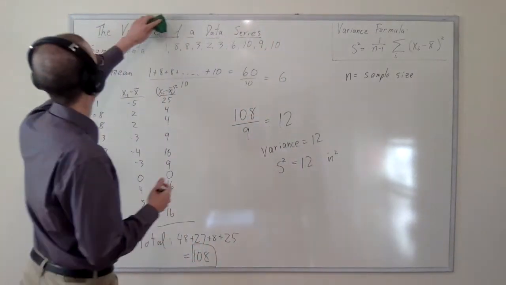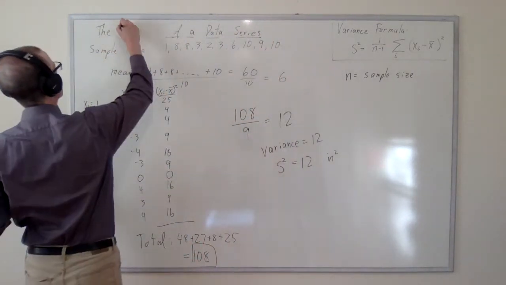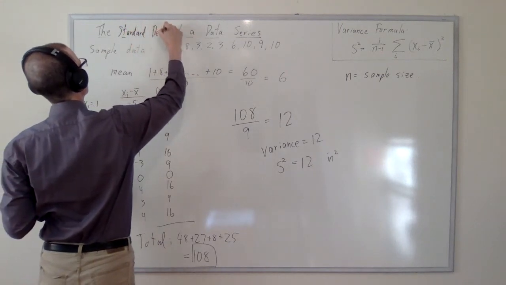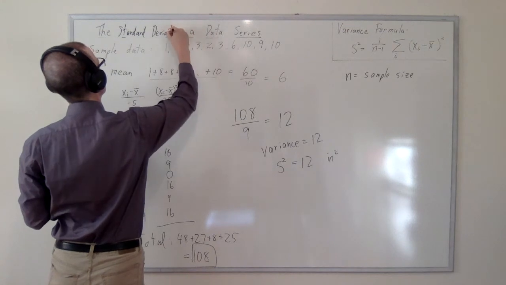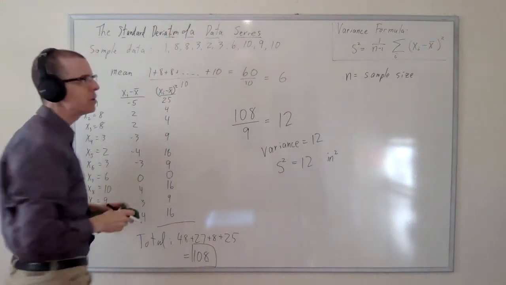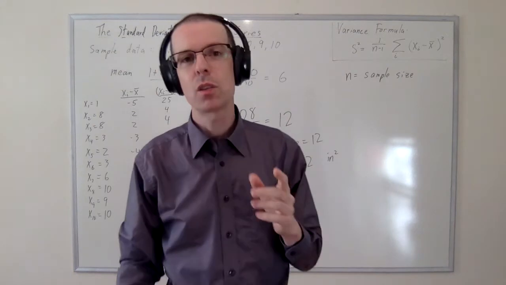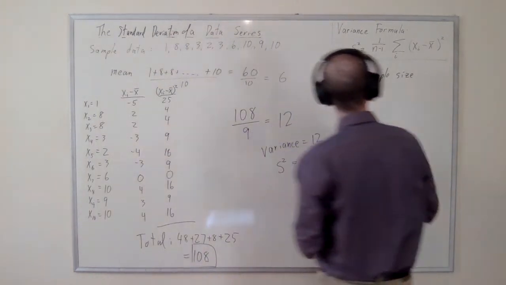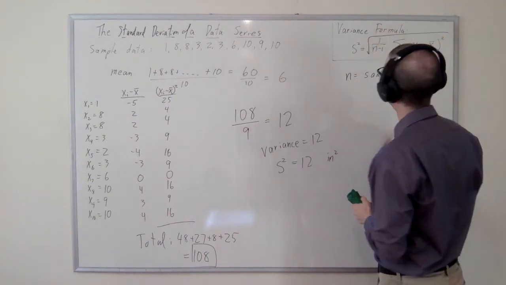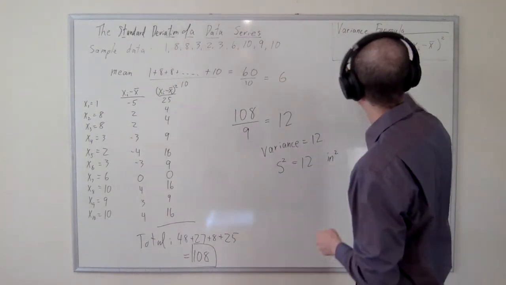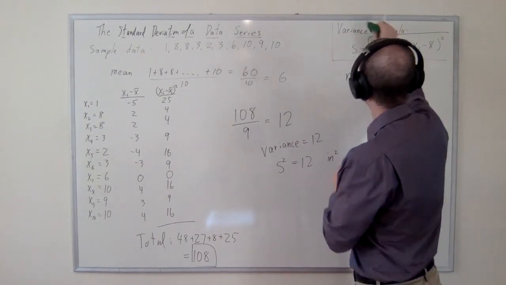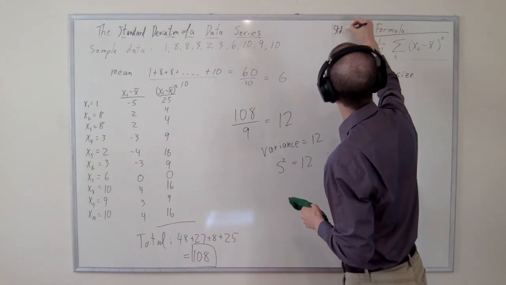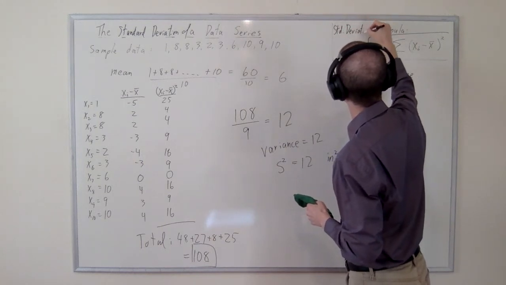So the idea is, now I'm going to retitle this, the standard deviation. It's not going to fit. The standard deviation of a data series. And so here's what we do to calculate the standard deviation. First, we calculate the variance, and then we take the square root of it. And the result of taking the square root of it, we have a symbol for that. And I'll tell you what symbol we write. Standard deviation formula.